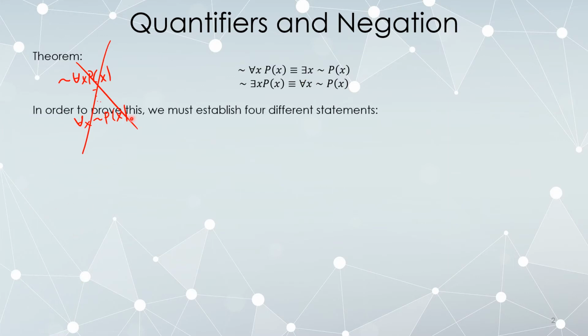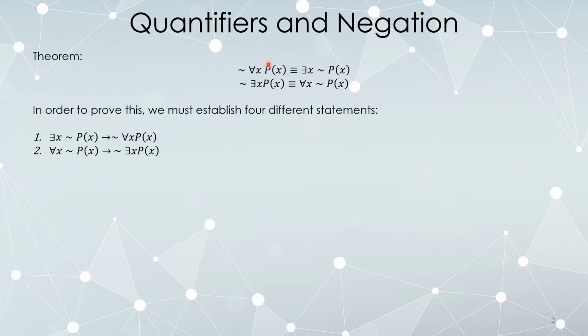Okay, but in order to prove this, we have to establish four different statements. Namely, to establish both of these logical equivalences, we need to show that this right-hand side implies this left-hand side. Then we need to show that this right-hand side implies this left-hand side, that this left implies this right, and that this left implies that right. Now, in theory, any order you prove these four statements in, these are the four things you have to show, and then you will have established both of these logical equivalences.